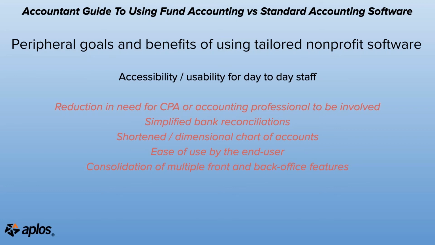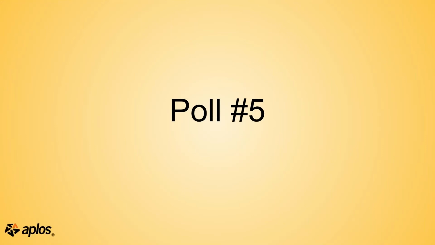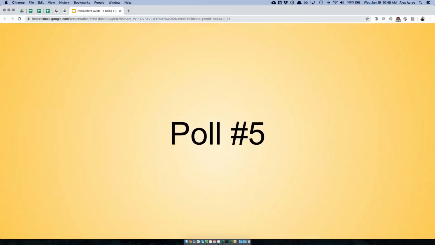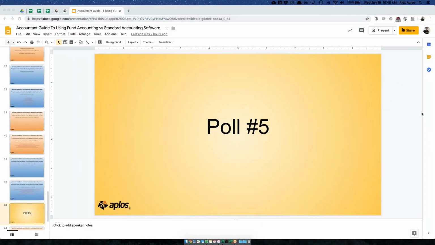And then the balance sheet, again, with every transaction is kept up to date. So there are no closing entries with Aplos. And then you wouldn't need any equity adjustments and manual balancing calculations. And then lastly, the accessibility, usability for day-to-day staff. You would reduce the need for a CPA or accounting professional to be involved. You would simplify your bank reconciliations.